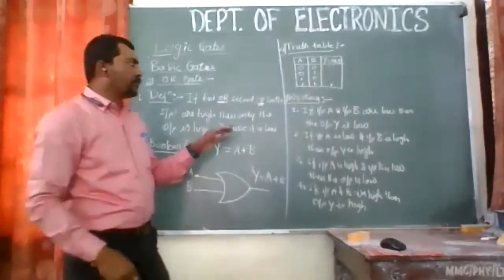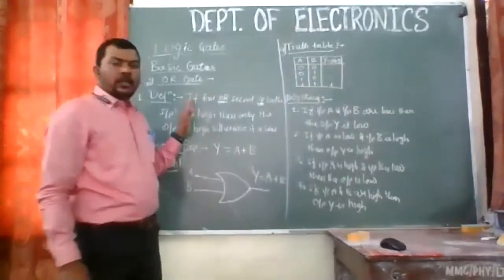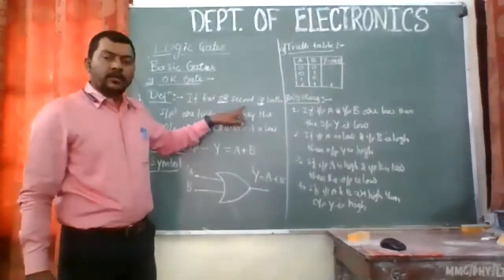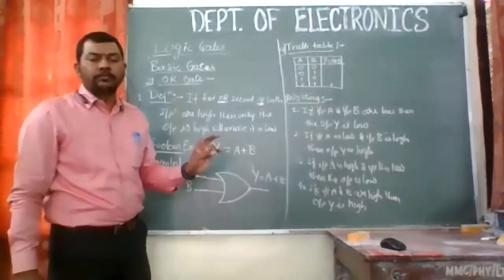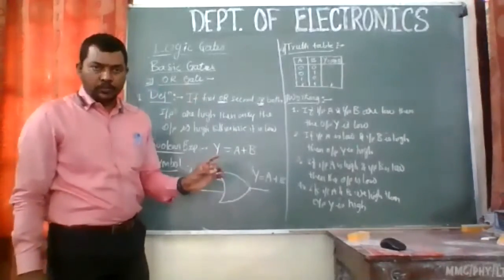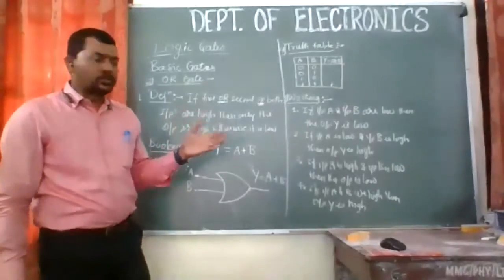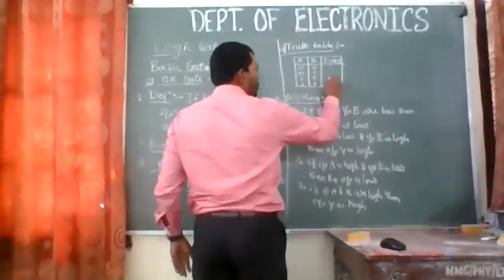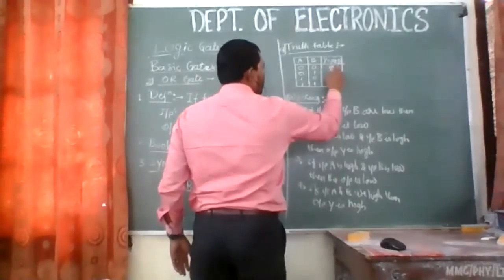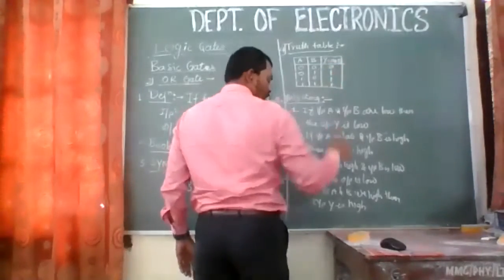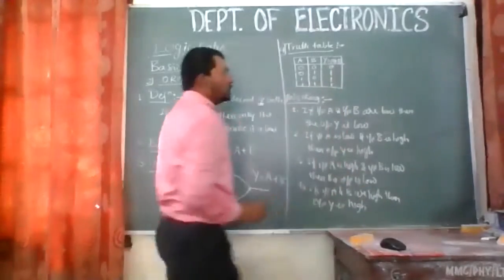So according to the definition, Y equal to A plus B, the definition says that if the first or second or both inputs are high, then the output is expected to be high. Otherwise, it is low. So for all the other inputs the output will be one, and only when both the inputs are low, the output will be low. So this is the definition.